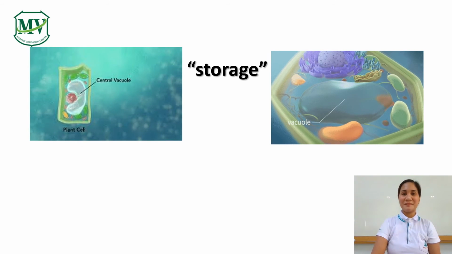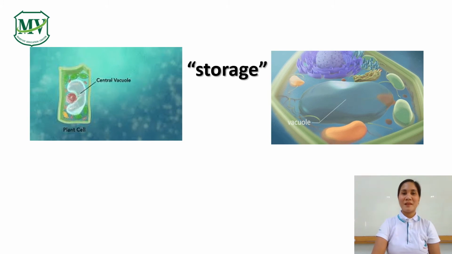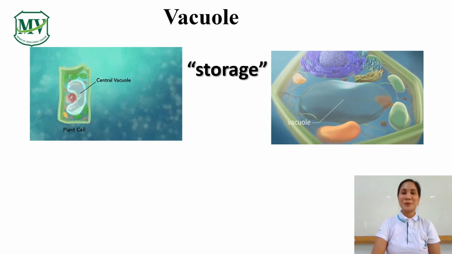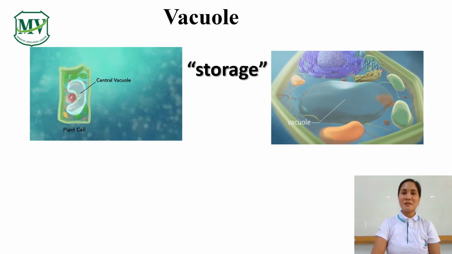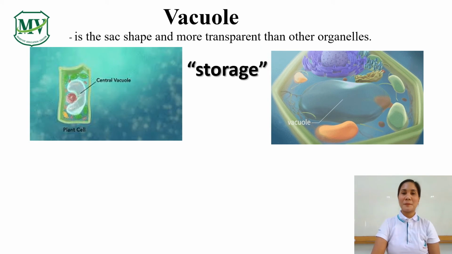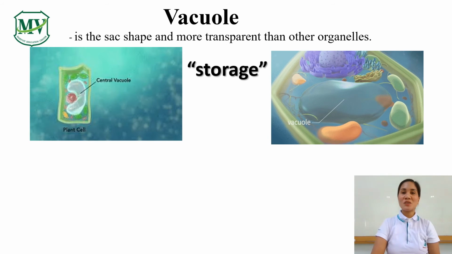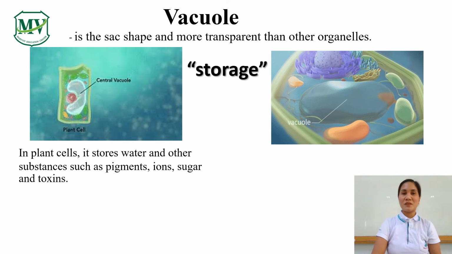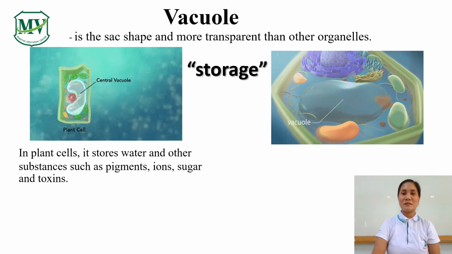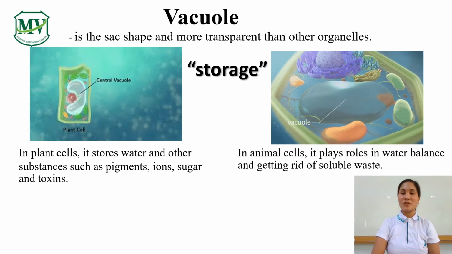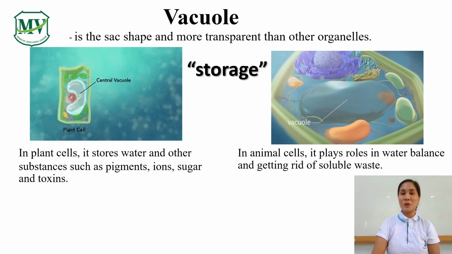Look at the pictures. What are they? Great! Vacuole. What is vacuole? Right. Vacuole is the sac shape and more transparent than other organelles. In plant cells, it stores water and other substances such as pigments, ions, sugar, and toxins. In animal cells, it plays roles in water balance and getting rid of soluble wastes.